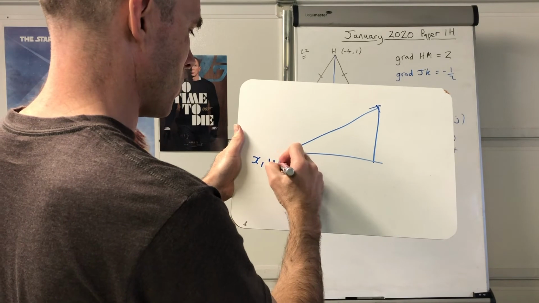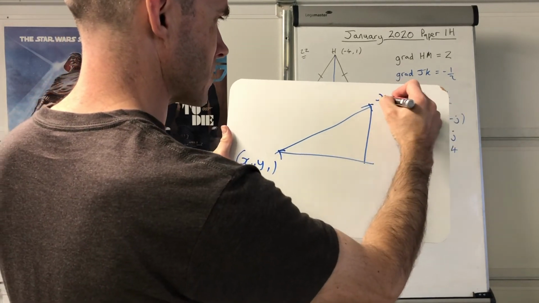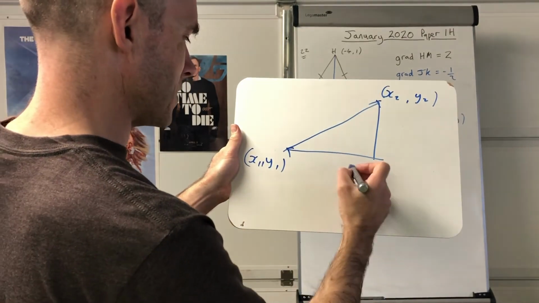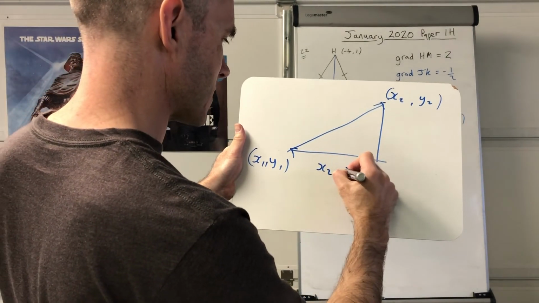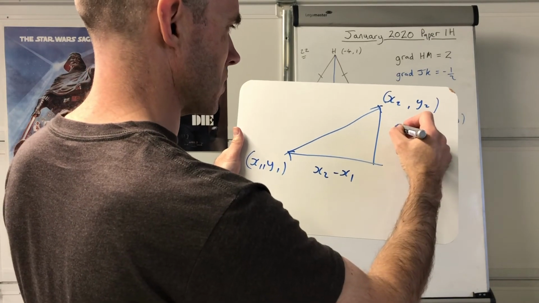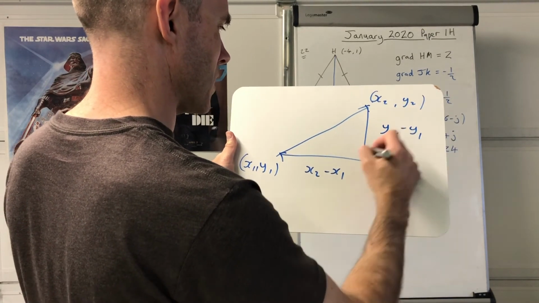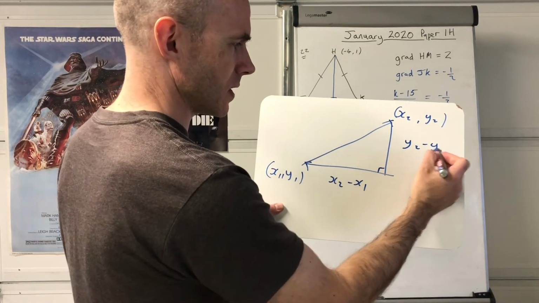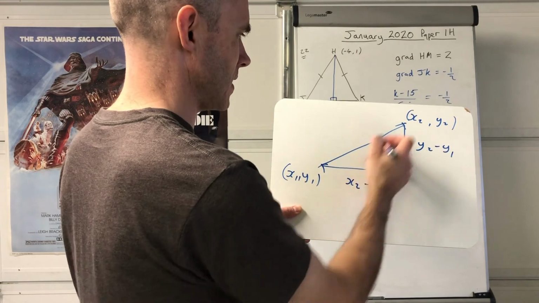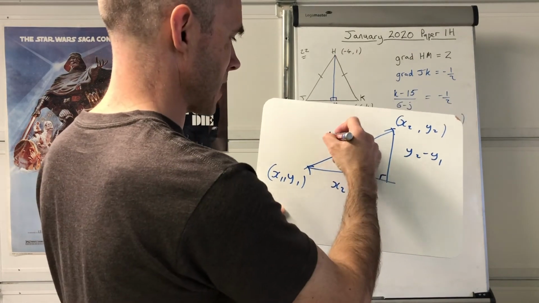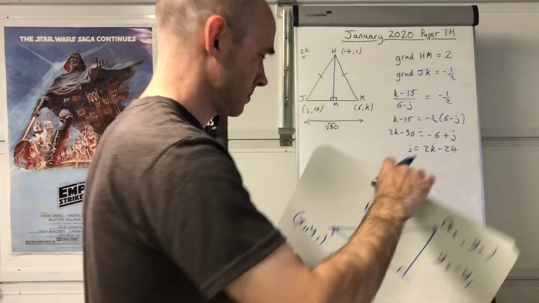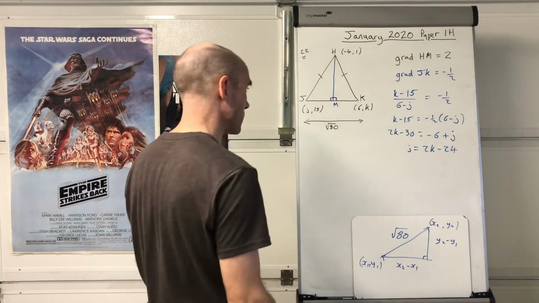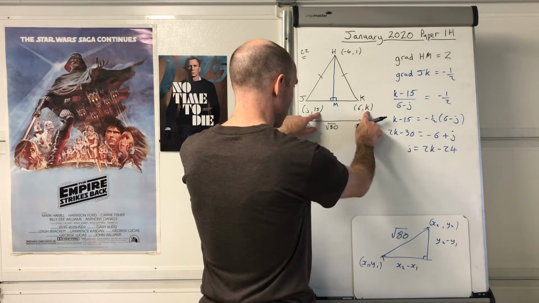If that is coordinate x1, y1, and that is coordinate x2, y2, then this bit here will be the difference in x coordinates, which is x2 subtract x1. That bit is the difference in y coordinates, which is y2 subtract y1. That's a right angle triangle. Then you want to do that squared plus that squared equals that squared. In this case we're saying that that is root 80. I'm just going to leave that there. So the difference in y coordinates, I'm going to do k minus 15.